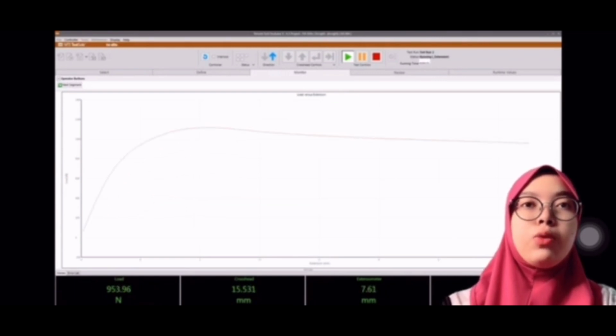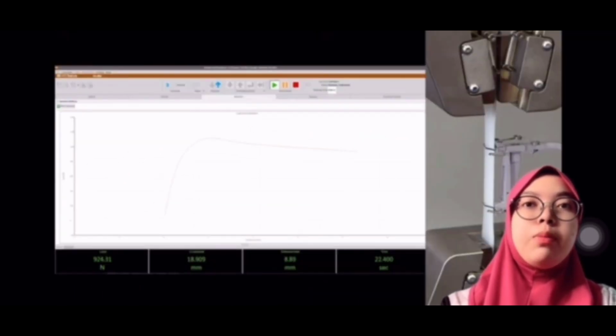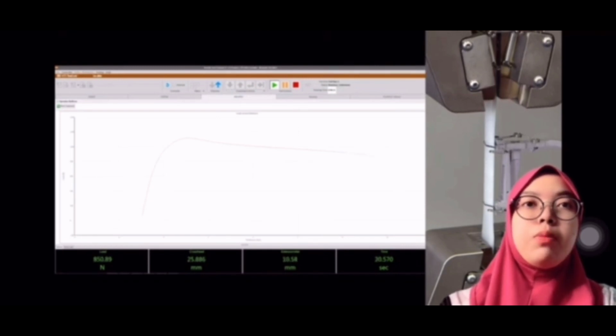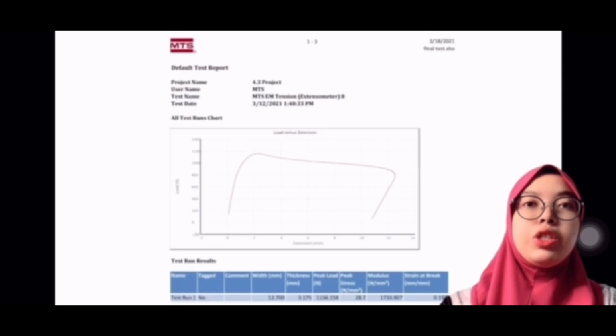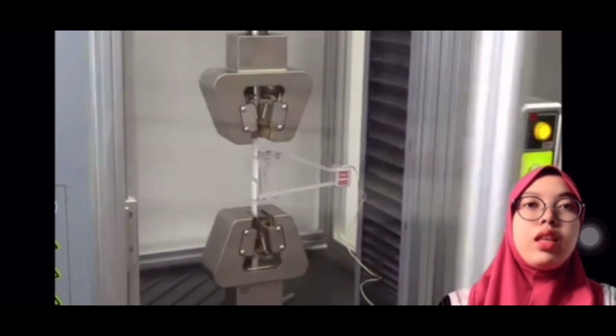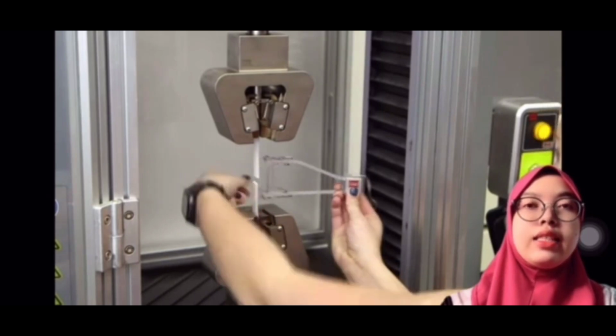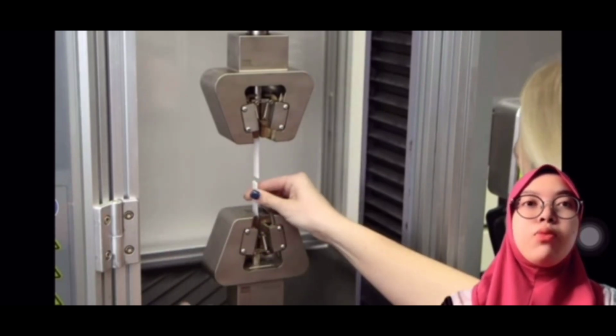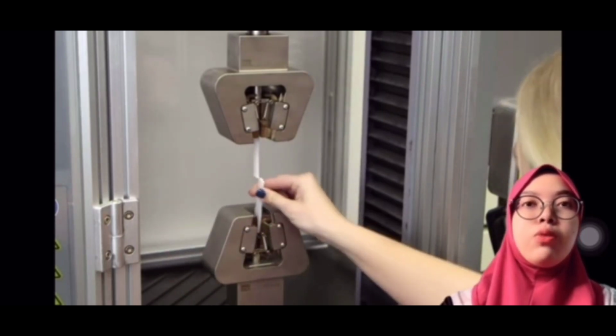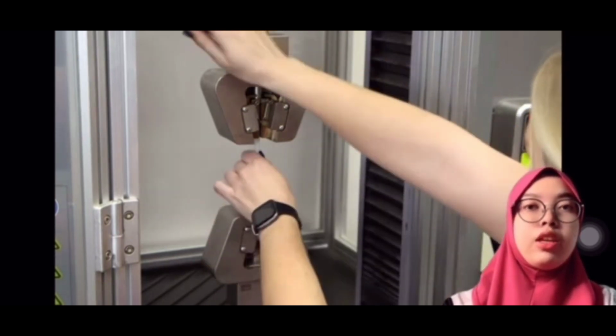detection and data acquisition. This test will begin once we click the green play button. The crosshead will begin to move and the data collection will begin. After the test is complete, we can remove the specimen and the extensometer from the test space and return the load frame to its zero position. That's all from me. Thank you.